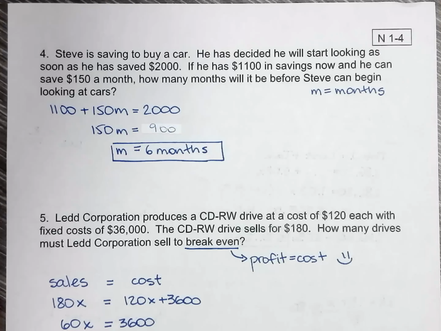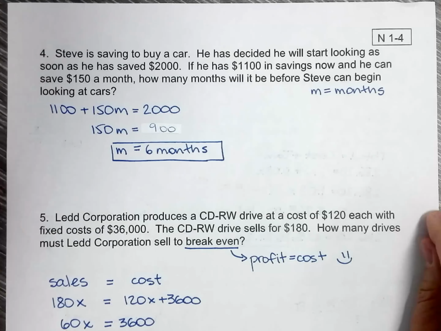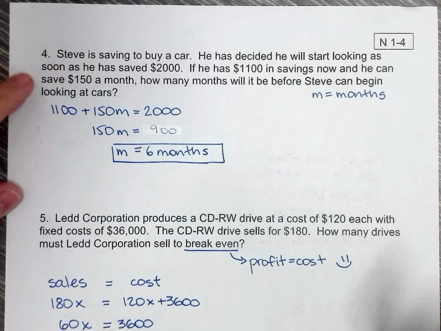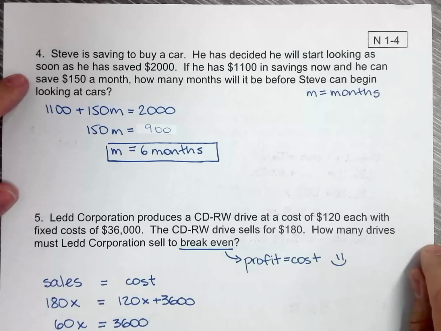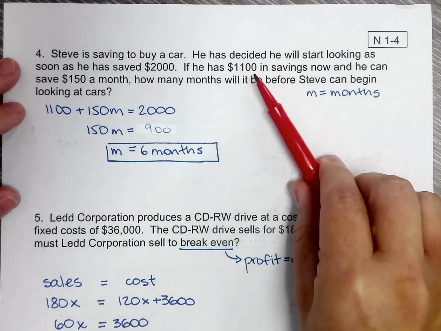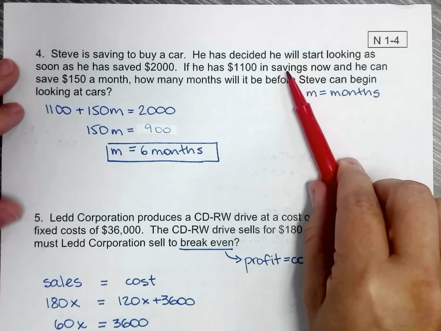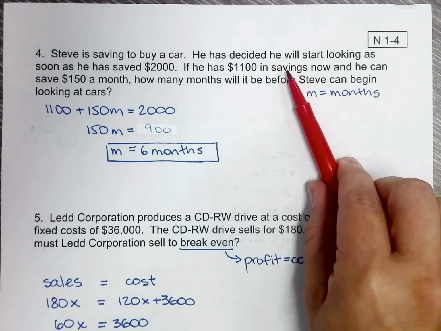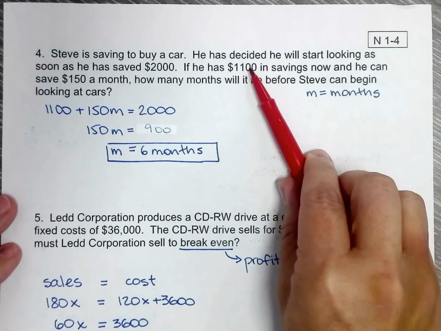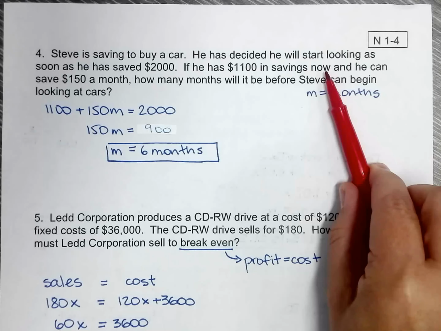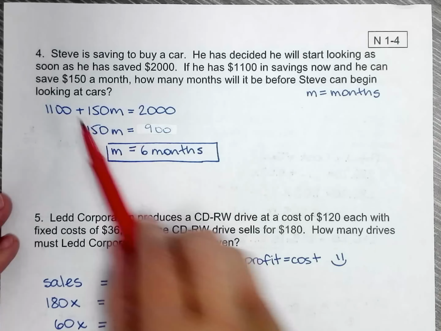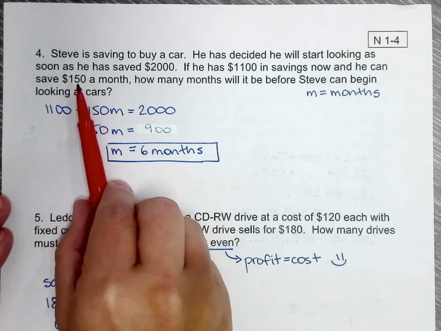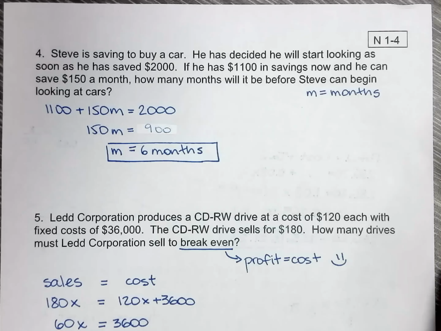So Steve is saving to buy a car. He has decided he will start looking as soon as he has saved $2,000. If he has $1,100 already in savings, he doesn't have to worry about saving that up. It's already there. And he can save $150 a month. How many months will it take before he can start looking for cars?